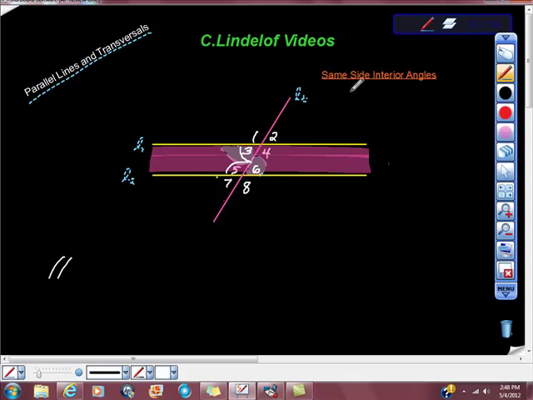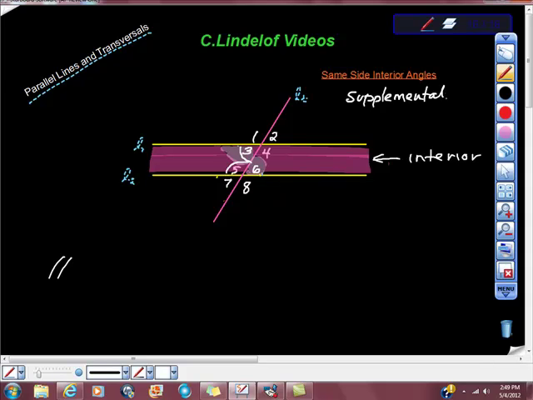We're trying to prove the same side interior. Let this be the interior here, right? And I'm not trying to be funny, but same side because they're on the same side of the transversal. And I'm trying to convince you that these things are supplemental. That is, when you add them together, you're going to get 180 degrees.